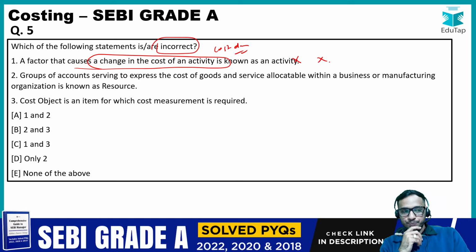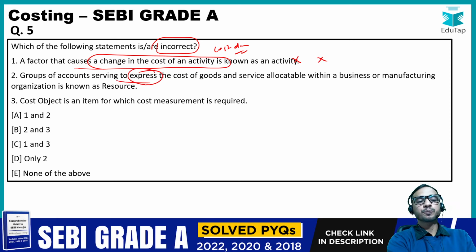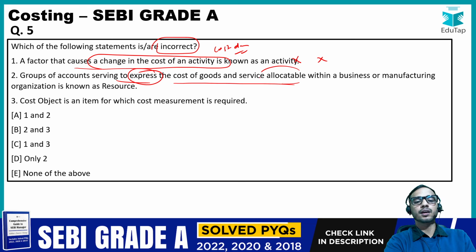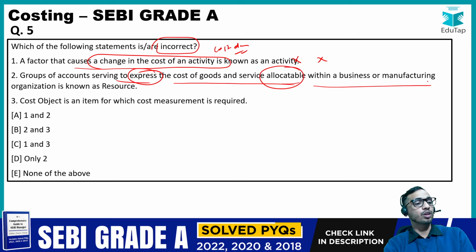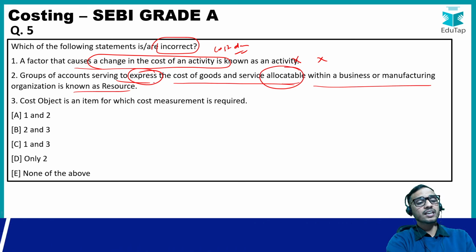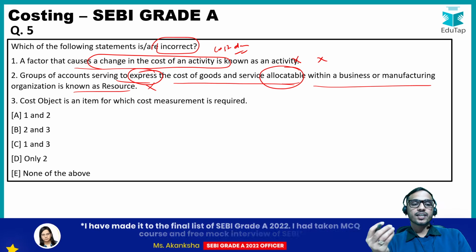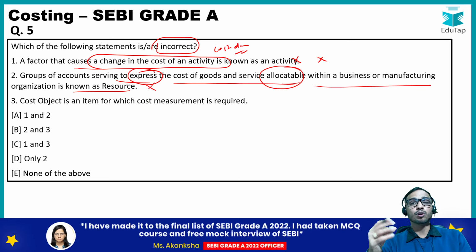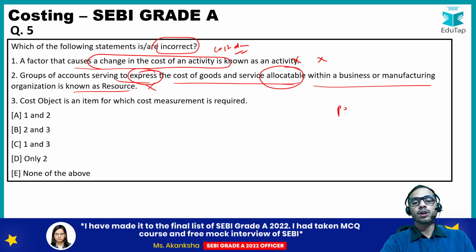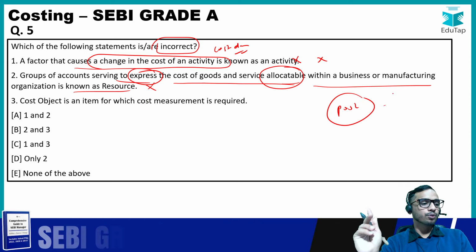The second statement says: a group of accounts serving to express the cost of goods and services allocatable within a business or manufacturing organization is known as a resource. No, this is also incorrect, because it is the activity which expresses the cost of goods and services allocatable. We also call it a pool. We are going to understand it, don't worry about that.